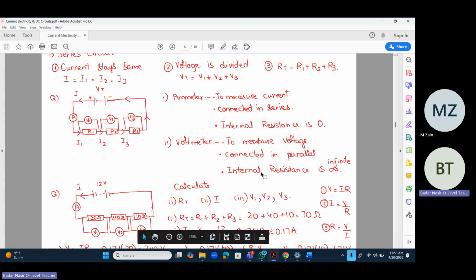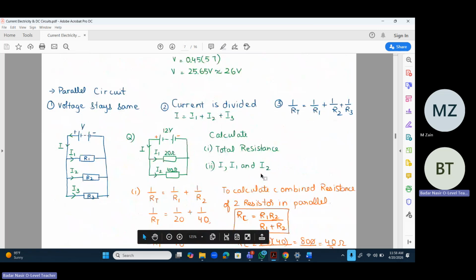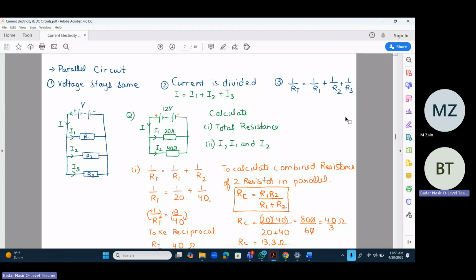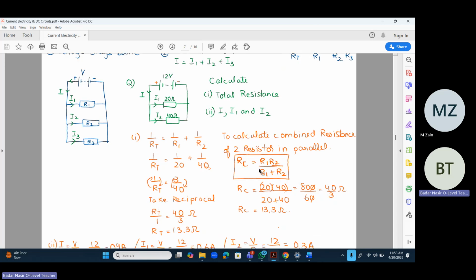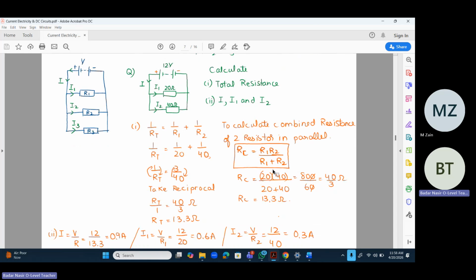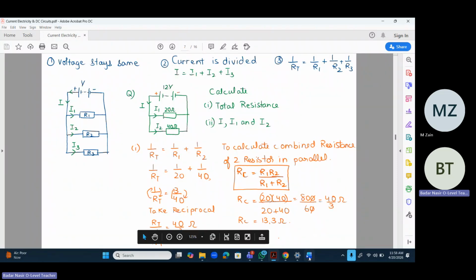Okay, let's discuss parallel quickly too. In parallel, voltage stays the same, current is divided, and we calculate the resistance using the formula 1 over RT equals 1 over R1 plus 1 over R2 plus 1 over R3. And if you have to find the combined resistance of two resistors in parallel, you can also use this formula: R1 into R2 over R1 plus R2. So this is how you can solve it completely. Is it clear? Any questions?